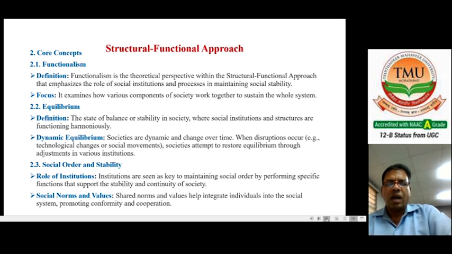Social order and stability. Role of institutions. Institutions are seen as key to maintaining social order by performing specific functions that support the stability and continuity of society. Social norms and values. Shared norms and values help integrate individuals into the social system, promoting conformity and cooperation. These are very important core concepts of the structural functional approach.